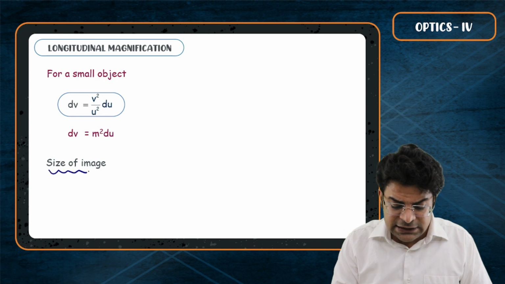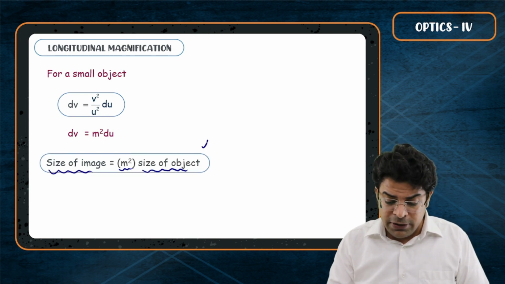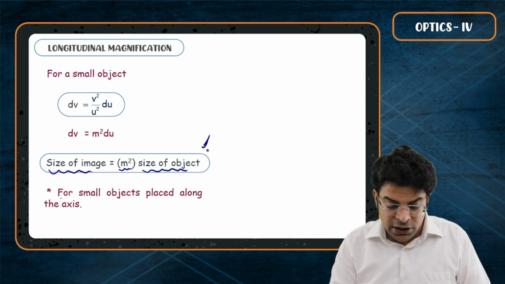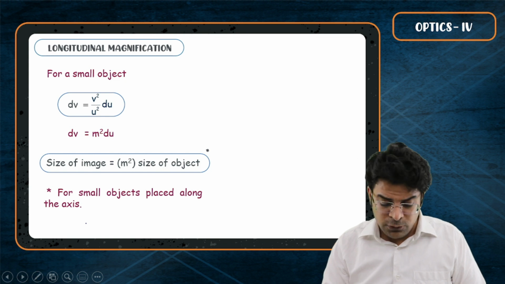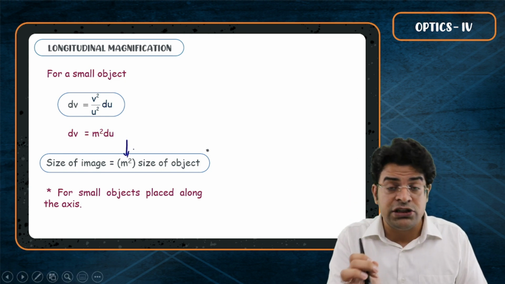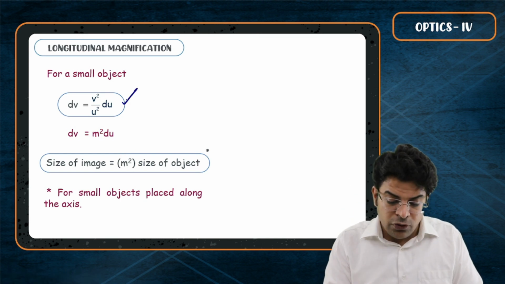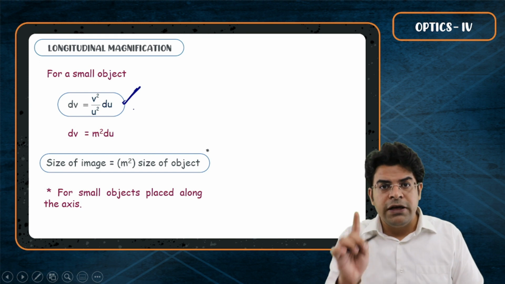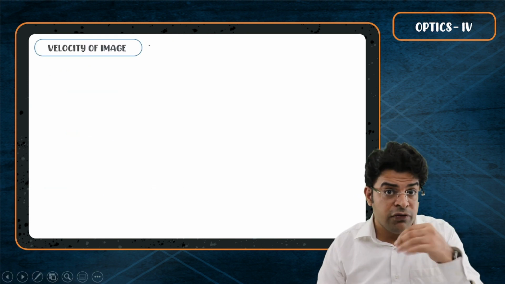And we can say that the size of image equals m square times the size of object, but do remember that this formula works only for a small object placed along the axis. Once more, what is this m? This m is the transverse magnification for the same position of object. Now using this, I'm going to find the velocity of image in the cases of lens. So now let's talk about velocity of image.